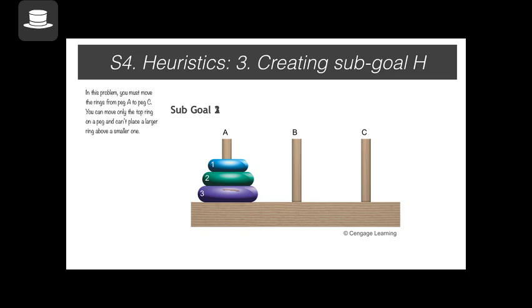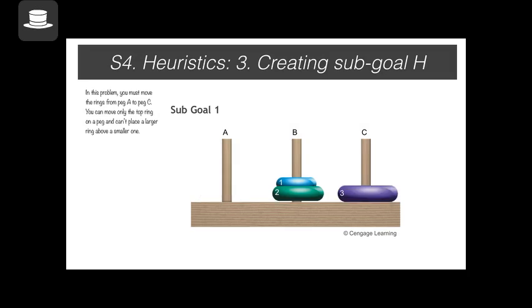Well, one way you can do it is put the smaller ring here, right? Put the second one here, right? And bring the first one over the second one. Then take this third one to the last peg. Something like this. See that? So one sub-goal is met.